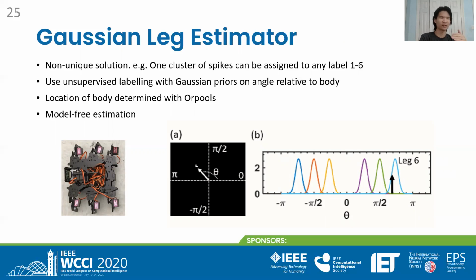So in this example in figure A, you get a theta from the leg that spiked, and using that theta in figure B, you can use these probability distributions to say that there's a very high probability that this particular spike corresponds to leg 6. And using this very unsupervised, model-free estimation of legs, we're able to get the signals in the right place.